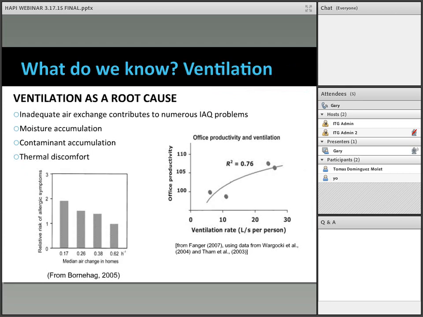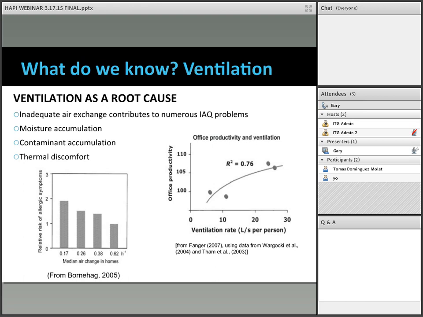So another common theme. In talks, I sometimes simplify this too much in terms of ventilation. But this is really an important issue in terms of how we move indoor air outdoors, and exchange air between indoor and outdoor environments. There's no doubt that ventilation is a root cause of indoor air quality problems in residential and commercial spaces.